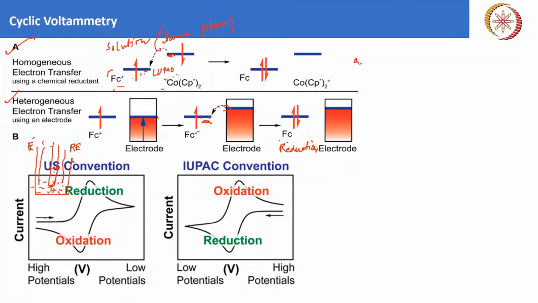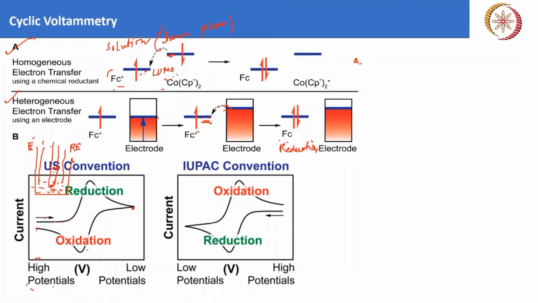Now this is the particular convention of the cyclic voltammogram. You can start from here, the current increases, it reaches some potential, and then in the reverse scan the current again increases and it comes back to the initial state. In this cyclic voltammogram there are two conventions to present your data: one is the US convention, and the other is the IUPAC convention. In the US convention, the potential axis is on the x axis.